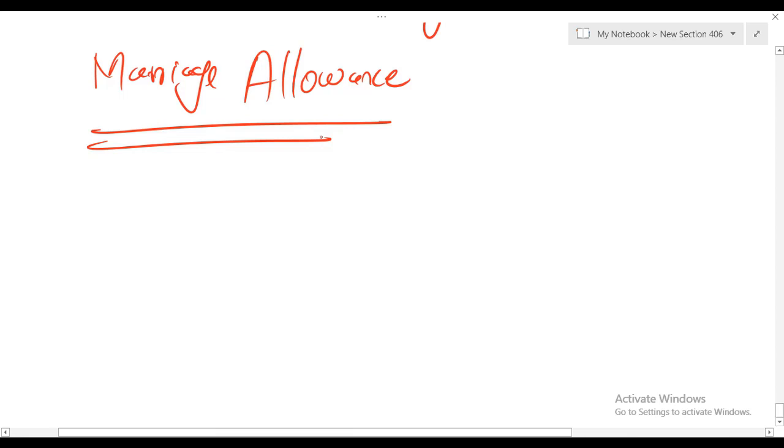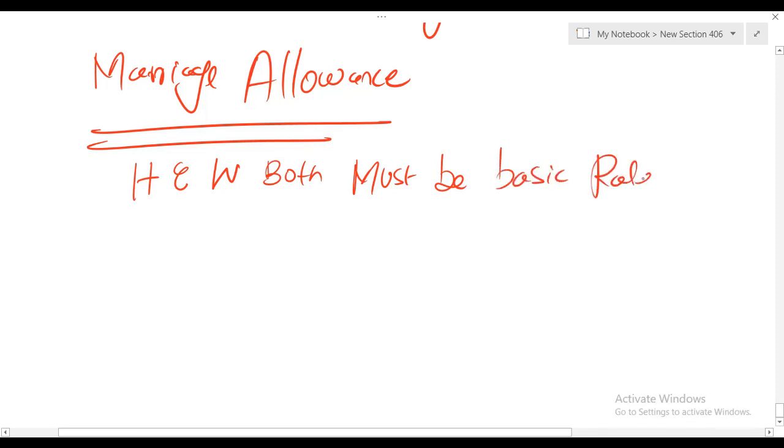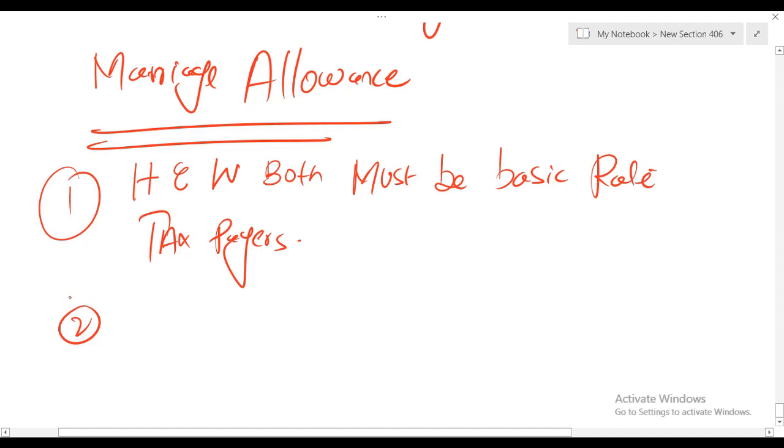But in order to get the marriage allowance, husband and wife both must be basic rate taxpayers. That's number one condition. Let me repeat. Obviously, in order to get the marriage allowance, marriage is a must, number one. Number two, husband and wife both must be basic rate taxpayers.